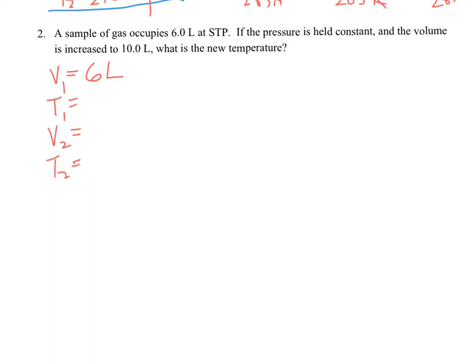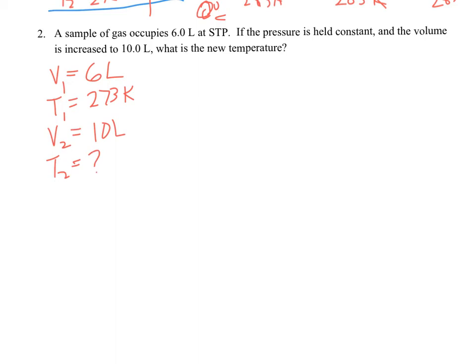Now if you remember anything about STP, standard temperature is 0 degrees Celsius, which means it's 273 K. So I'm just going to put that in there. And standard pressure is not changing here, but the standard pressure is 1 atmosphere. But we don't have to account for that because it's unchanged. It says if the pressure is held constant. So now it says the volume is increased to 10 liters. It's going up to 10 liters. We want to know what the new temperature is.